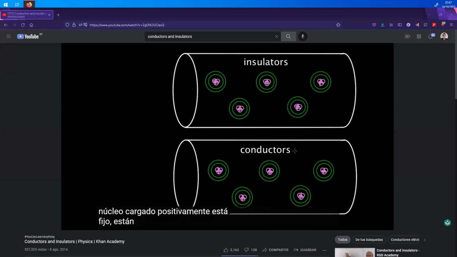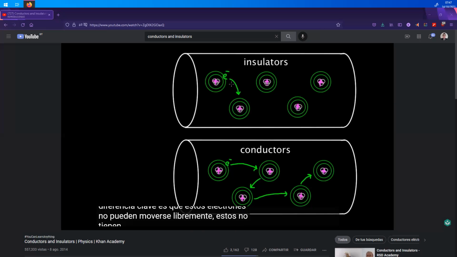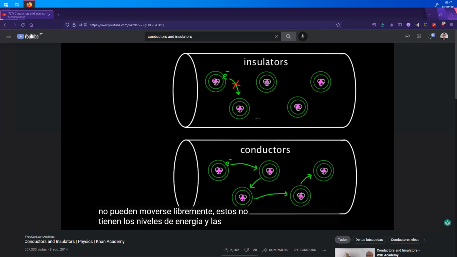They're stuck. The thing that might be able to move are the negatively charged electrons, and here's the difference. There are electrons in a conductor that can move about relatively freely. These can move around with almost no resistance. Whereas for insulators, the key difference is that these electrons cannot move around freely. These don't have the right energy levels and bands in order to make these electrons move around freely. They're also stuck. For insulators, everything's basically stuck.